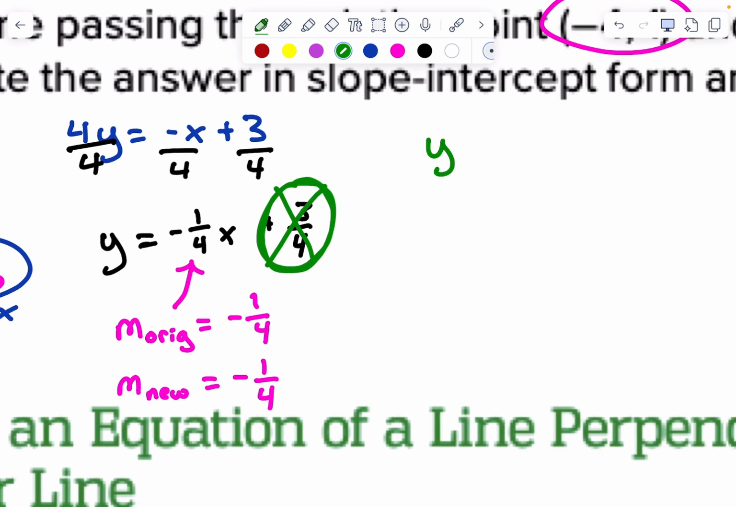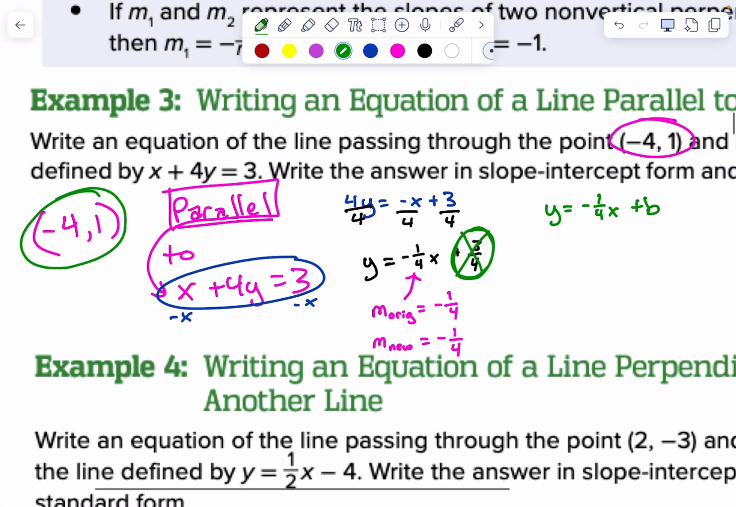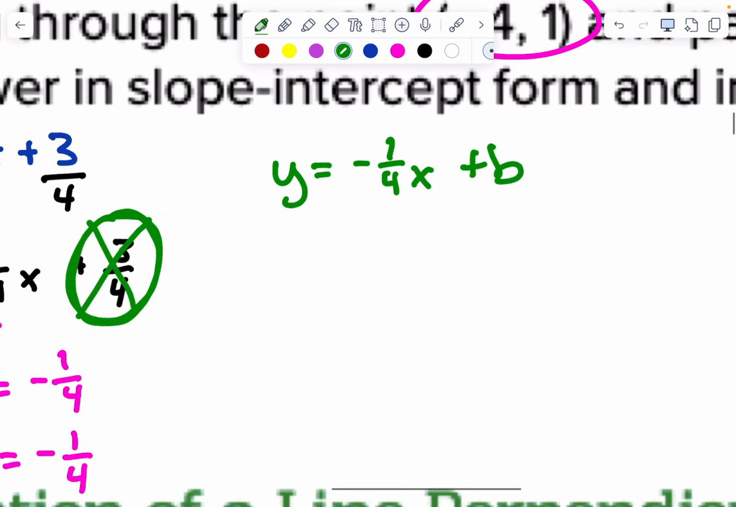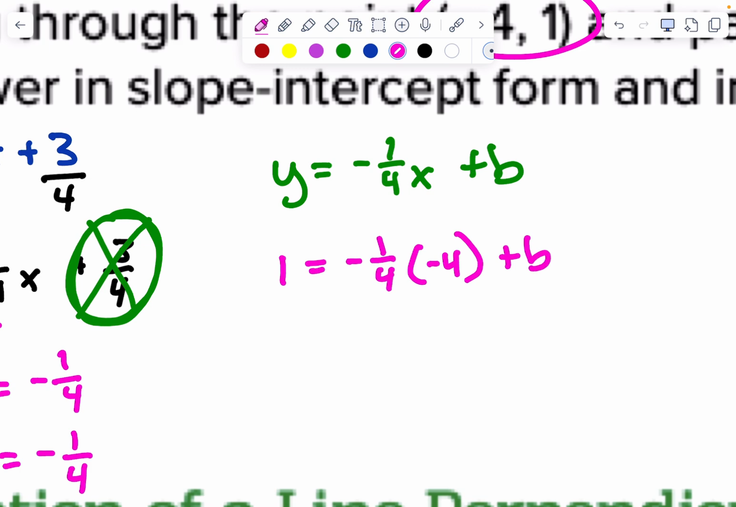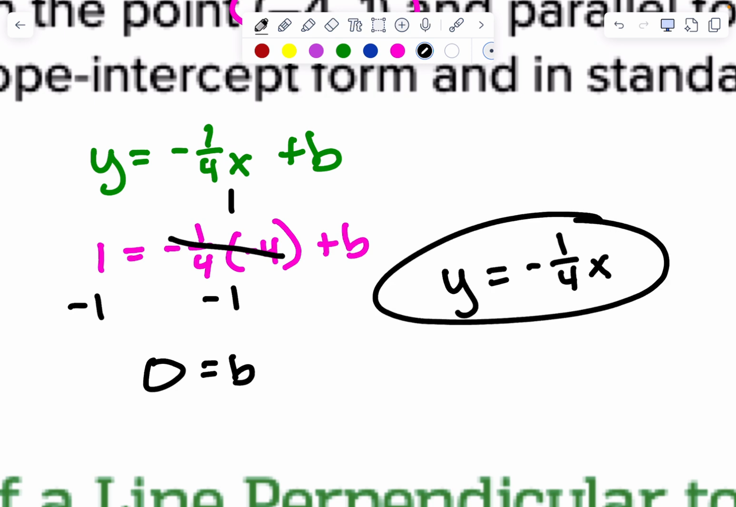So I'm going to start with y equals negative 1/4 x, and I'm going to find the new b. And how do you find the new b? You plug in this point right here, negative 4 comma 1. So 1 goes here, negative 1/4 times negative 4 plus b. What's negative 1/4 times negative 4? Positive 1. I'm going to subtract 1, so b is 0. So y equals, final answer, negative 1/4 x plus 0, or just negative 1/4 x. You don't need the b because it's 0.